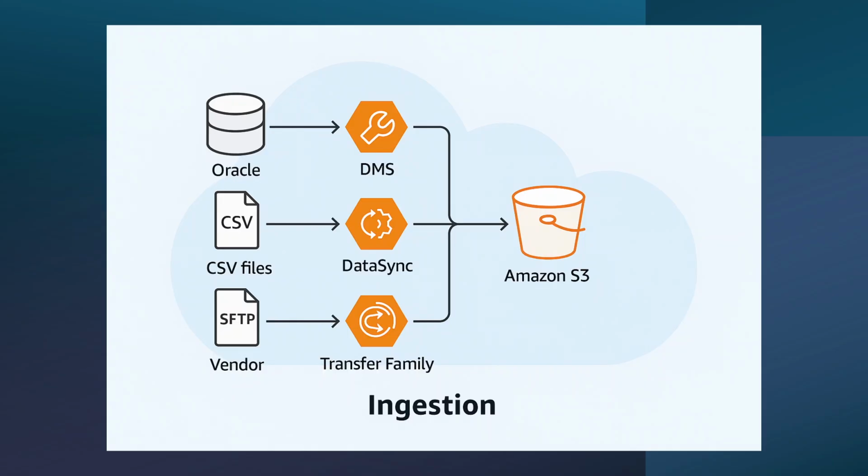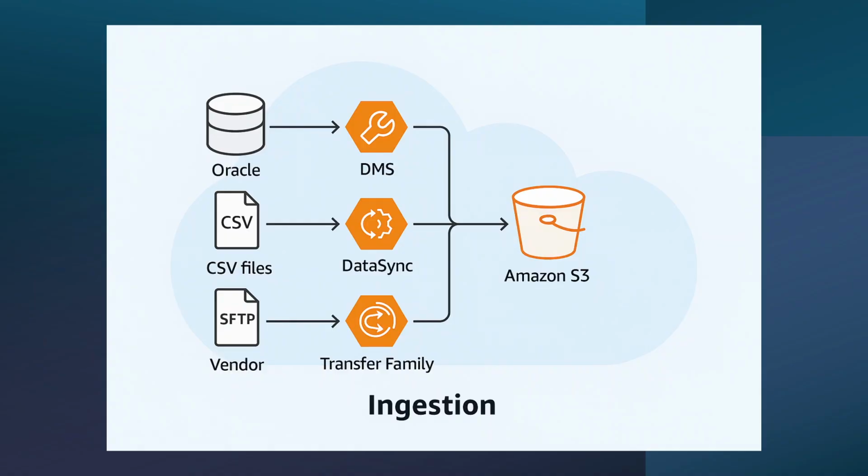Now let's look at how data actually gets into our cloud environment. The ingestion layer is the foundation of everything. This is where we bring in raw data from our three sources and land it safely in Amazon S3. Let's walk through each one together.